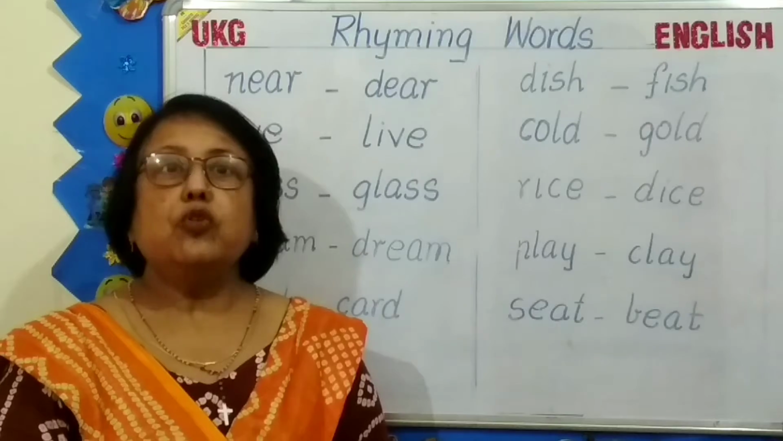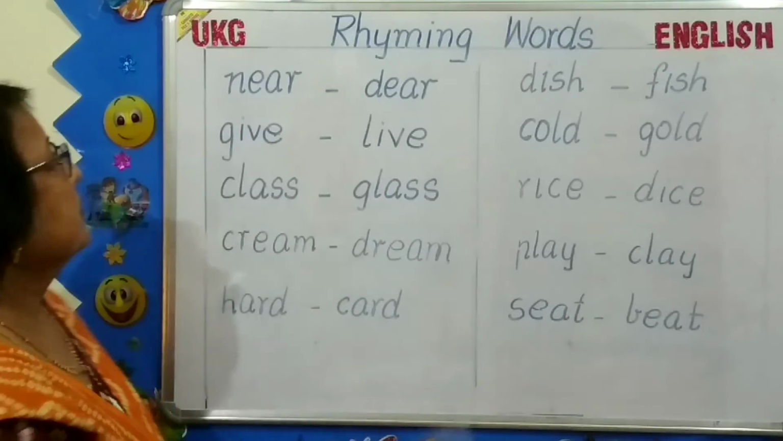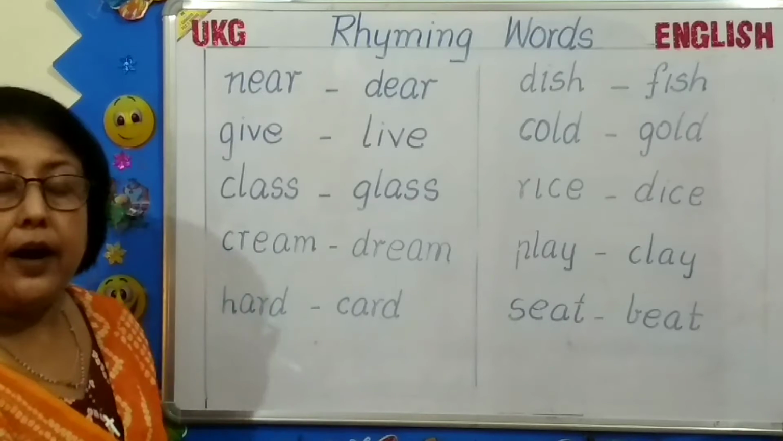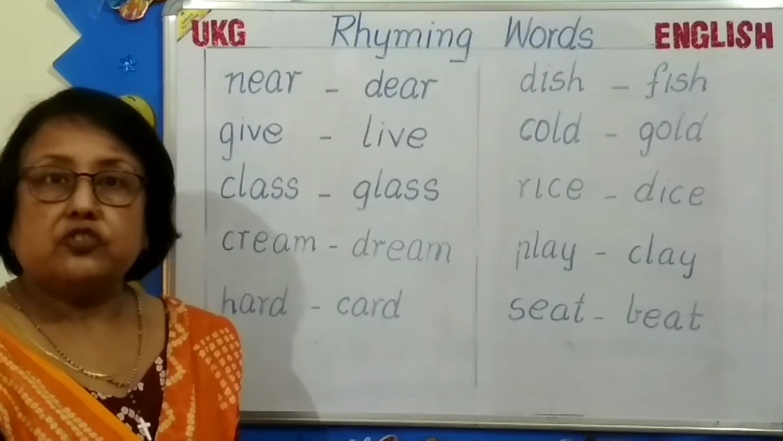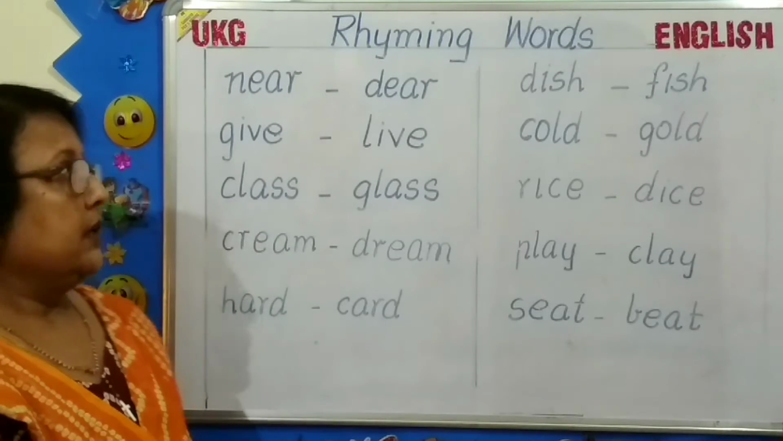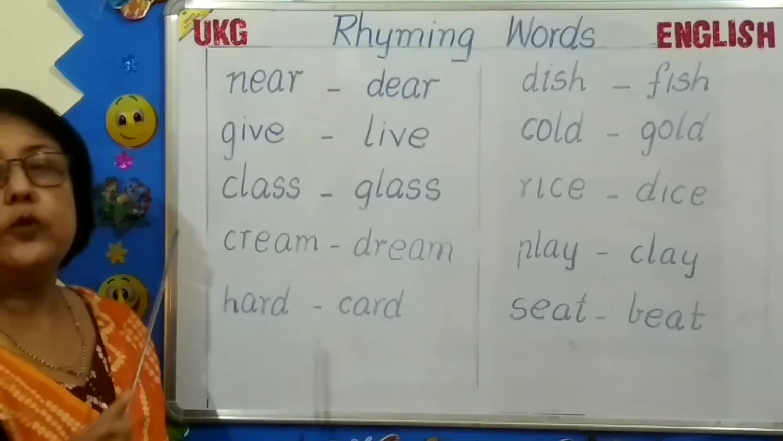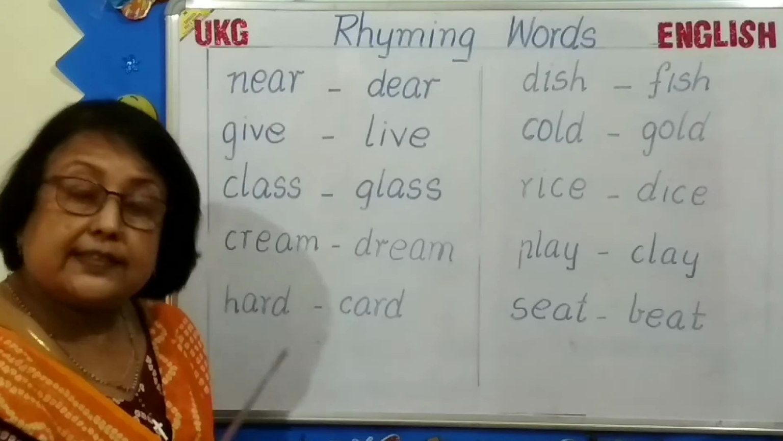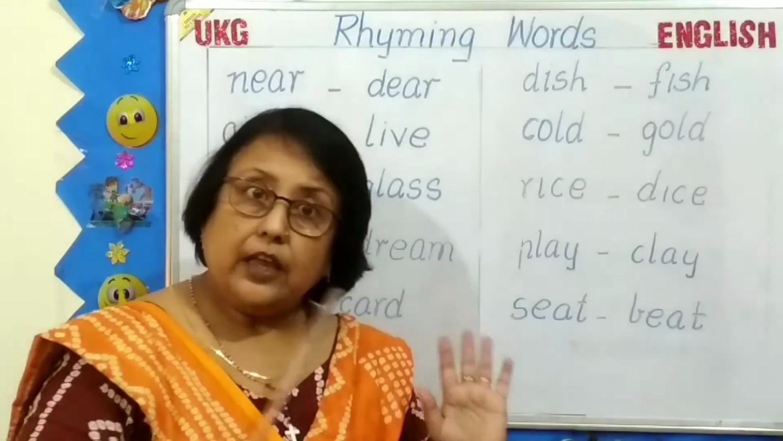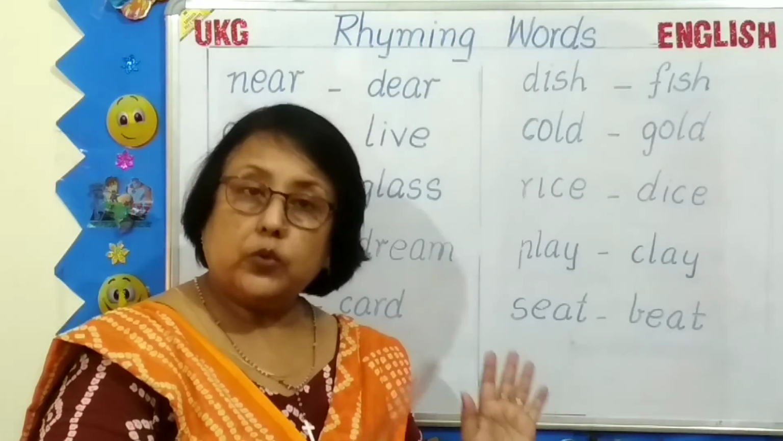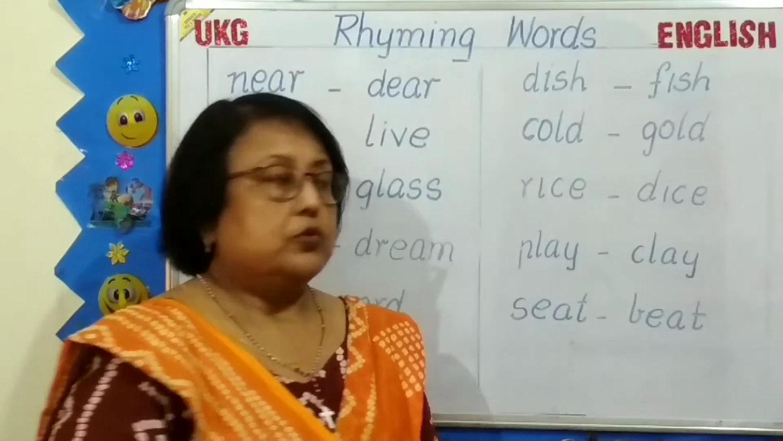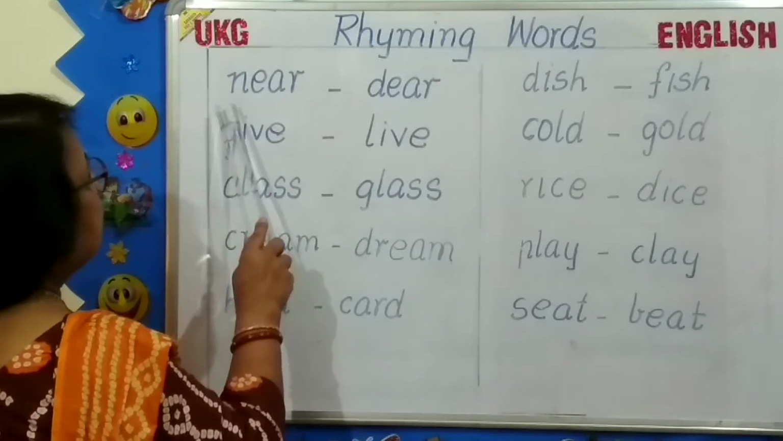Now, children, moving on to our next topic. Rhyming words. Now, what are rhyming words? First, try and understand what rhyming words are. The ending sound of the word will always be the same. What are rhyming words? The ending of the word will have the same sound. So, look at the board.